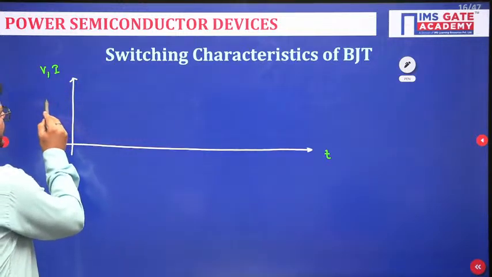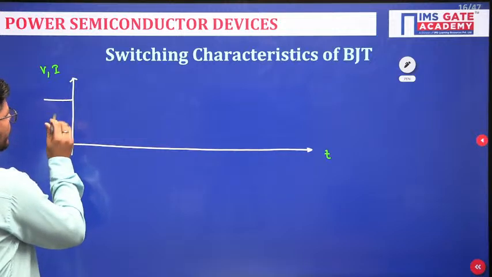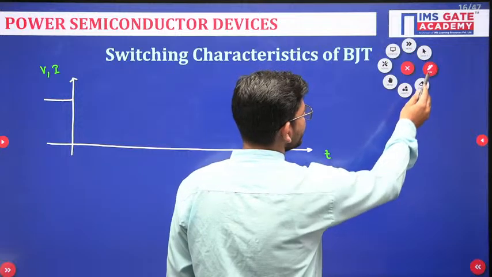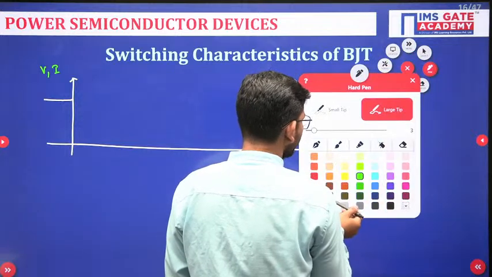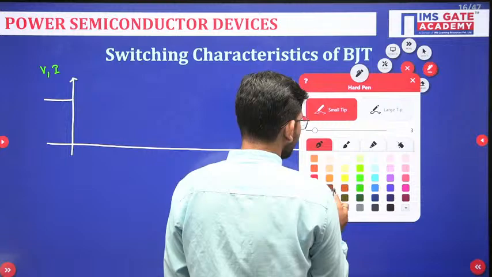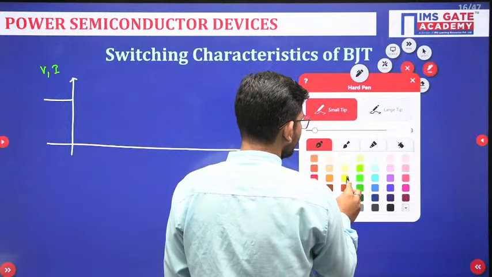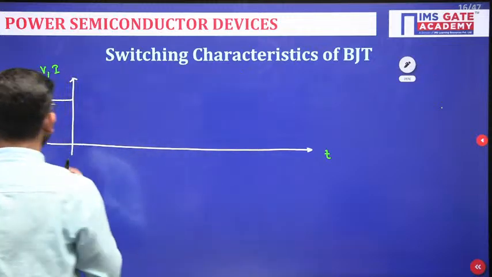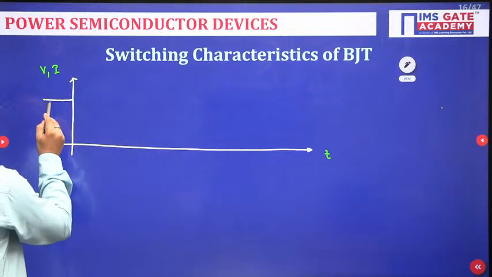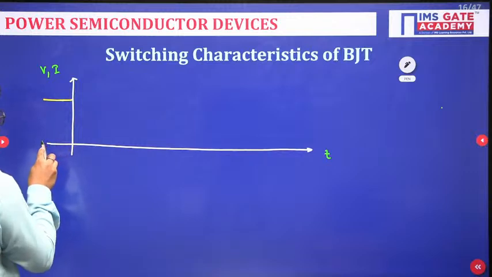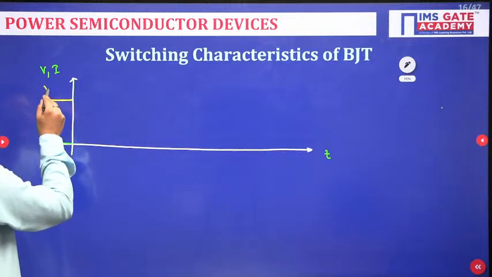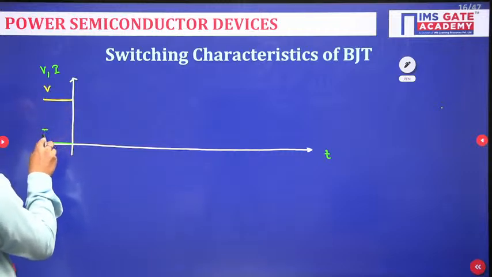initially what will happen? The voltage will be very high. Let me use different colors. So initially what will happen? When you are going to operate any switch, you will be having very high voltage and very low current, or zero current. So initially you will be having very high voltage and zero current, yes or no? So this is your voltage and this is your current.